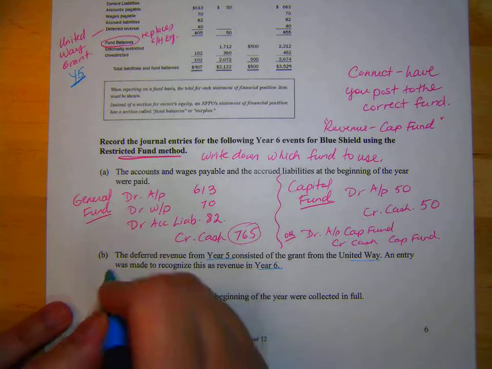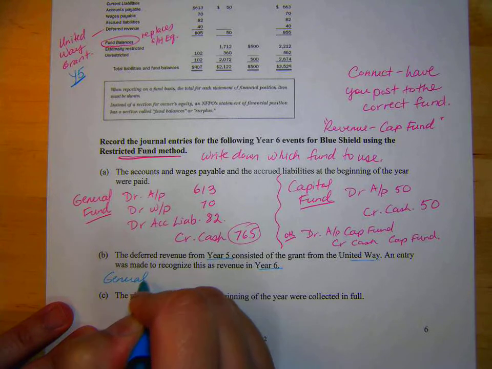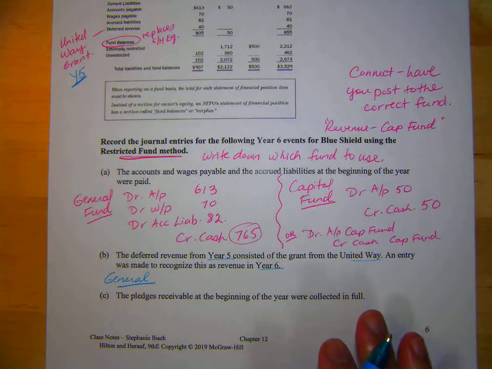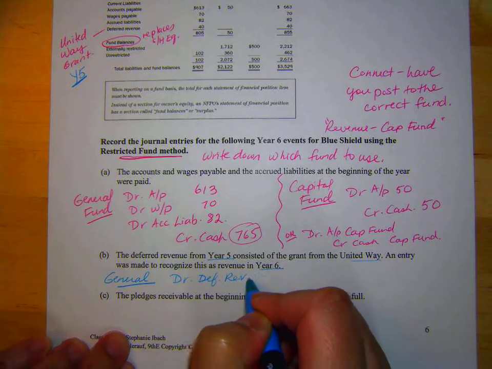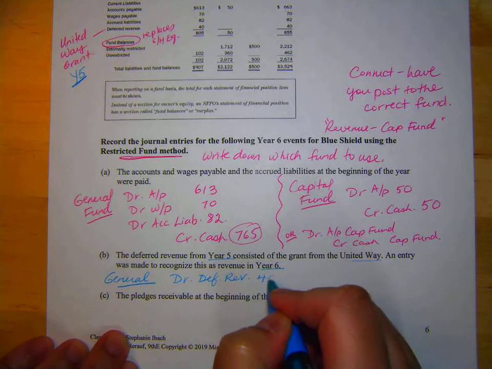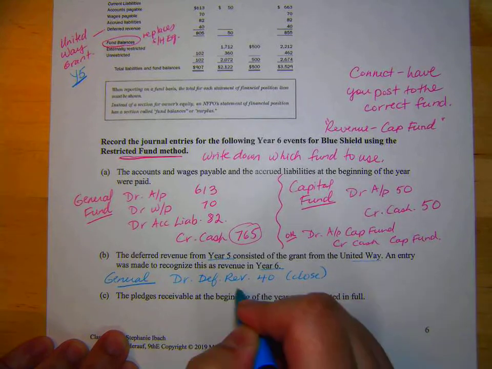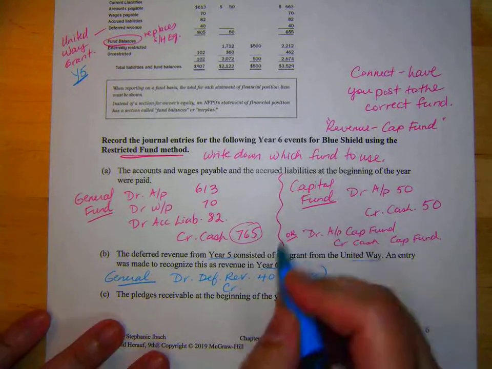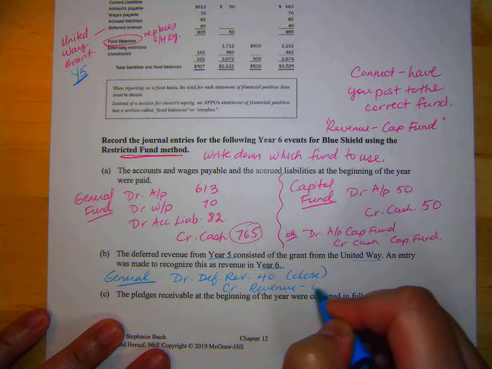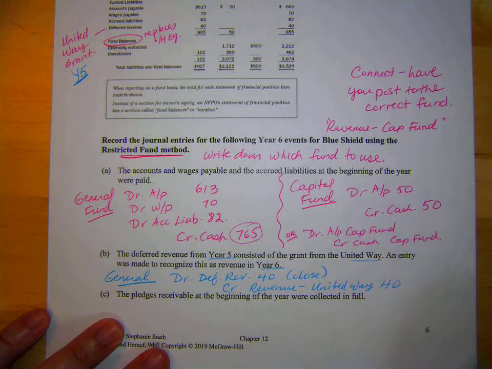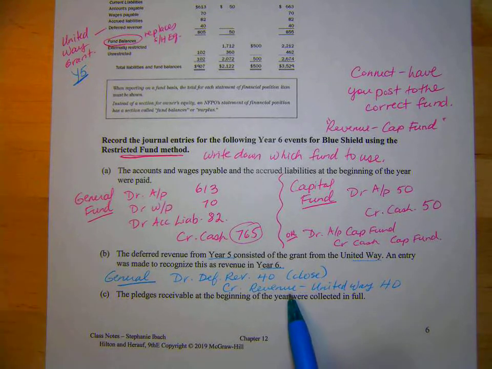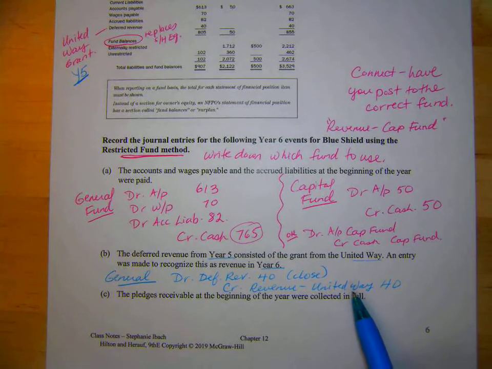And we're going to debit deferred revenue 440. Remember, we're closing it. And credit United Way. Generally, each revenue account is going to have, if it's different grant people or organizations, it would all be listed. And if it was contributions, it would be revenue contributions.